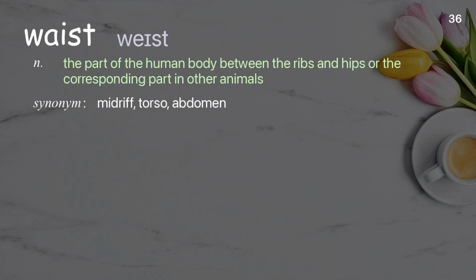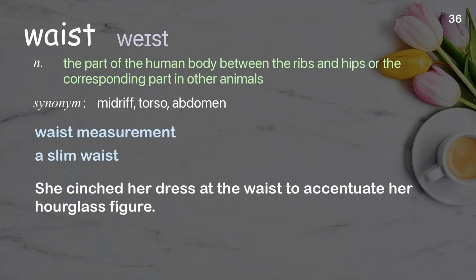Waist. The part of the human body between the ribs and hips or the corresponding part in other animals. Examples: Waist measurement. A slim waist. She cinched her dress at the waist to accentuate her hourglass figure.